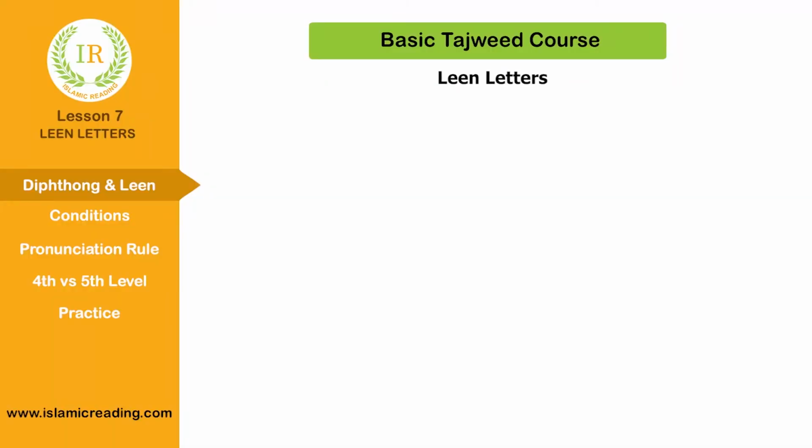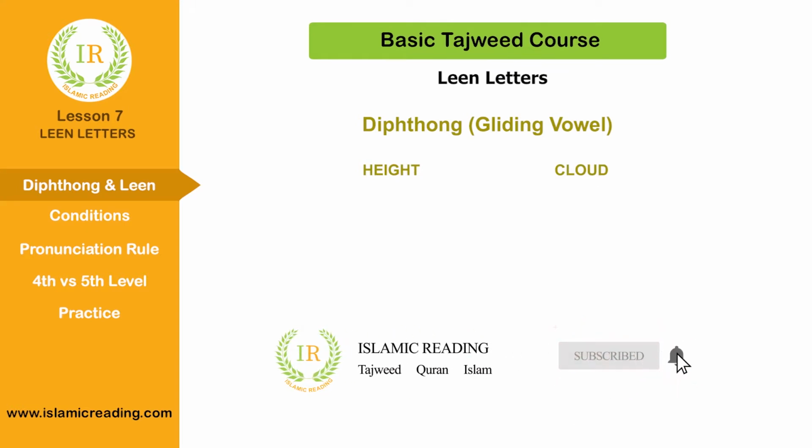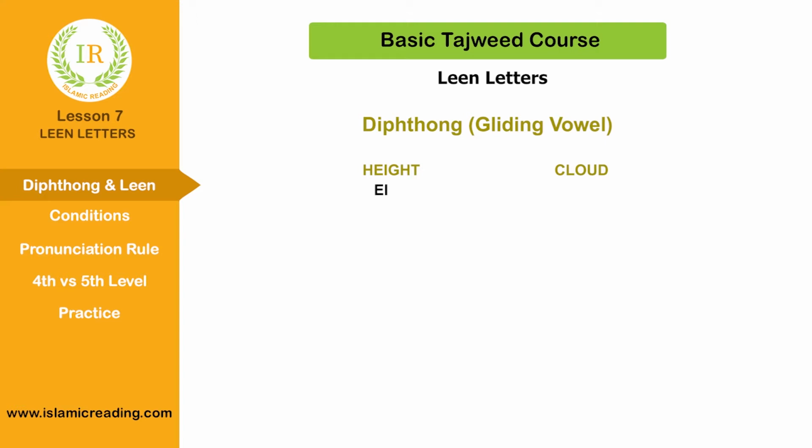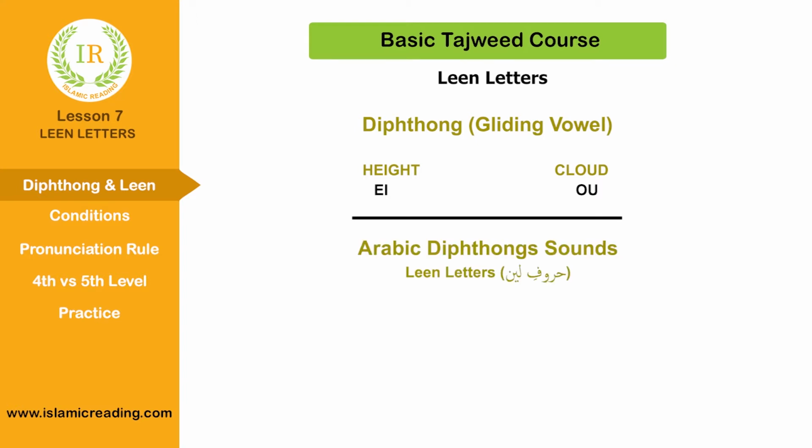A diphthong is also known as gliding vowel. It is a combination of two adjacent vowel sounds. The sound starts in the first vowel and ends in the second vowel. For example, height, cloud. In the first word, two vowels, A and I, are being combined. The sound starts in A and ends on E, height. In the second word, the sound starts with A and ends on U, cloud. In the Arabic, we have two diphthongs sound which we call Leen letters, and they are Ya and Waw.